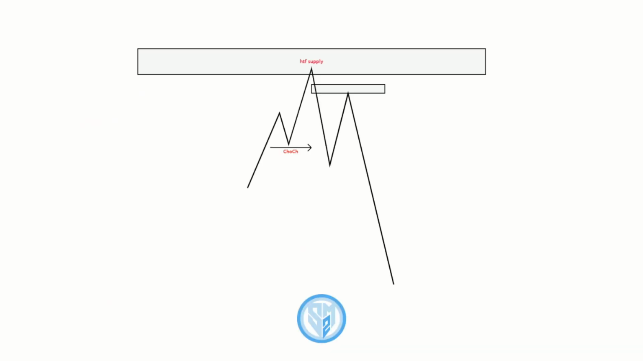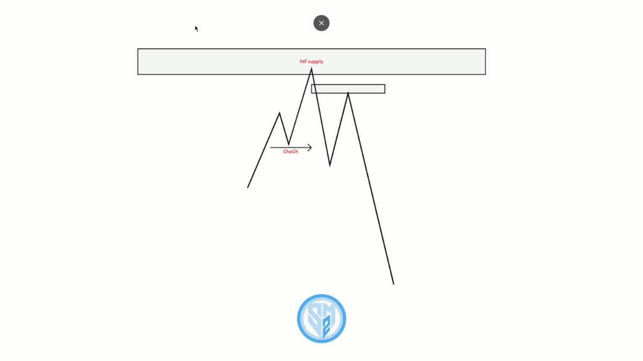So guys, as I said in the intro, we're going to be going over change of character. So what I've constructed here is a simple diagram going over what taking a change of character would look like when we're entering from a higher time frame supply, because that is usually going to be the scenario when we're going to be looking for a change of character, right? We do look for it in different scenarios, but the most common scenario is this example right here.